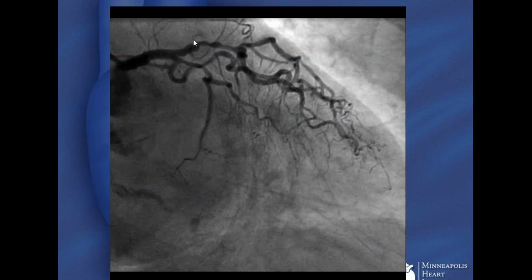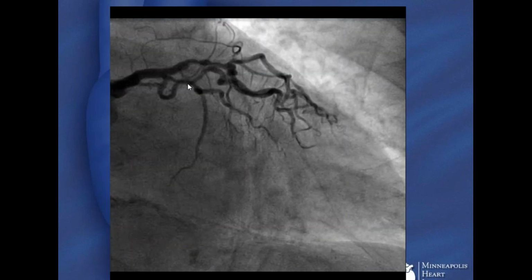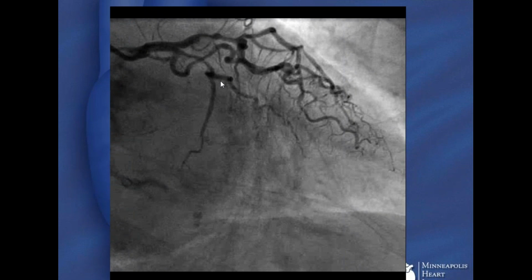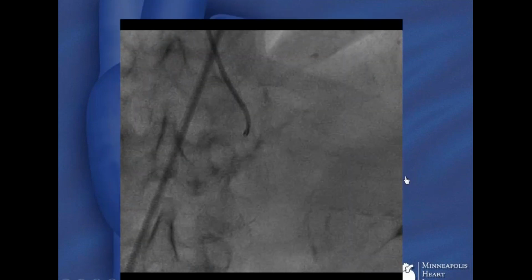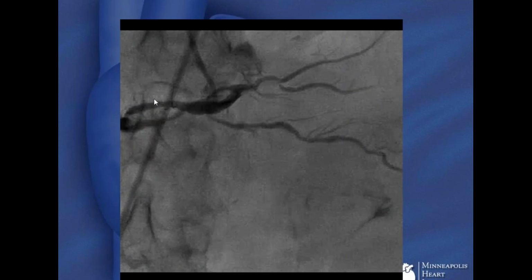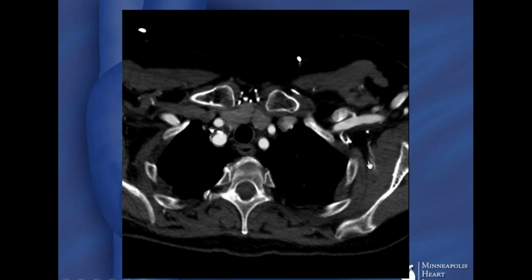So you can see on this shot she's got a tight LAD. And she has a tubular long lesion in her ramus intermedius here. Okay. And then on the right shot, she's got an instant stenosis of her right. She's got a right dominant system.